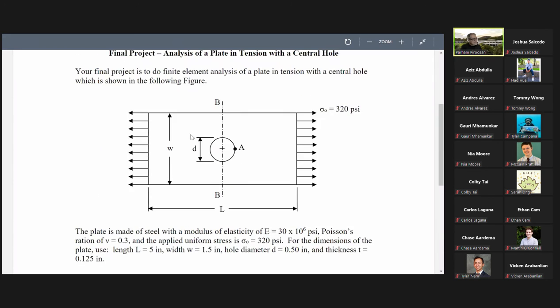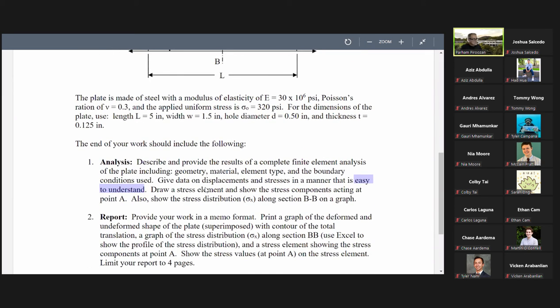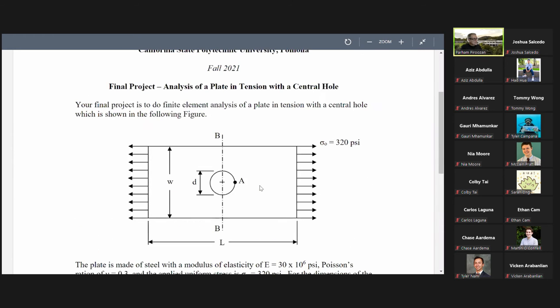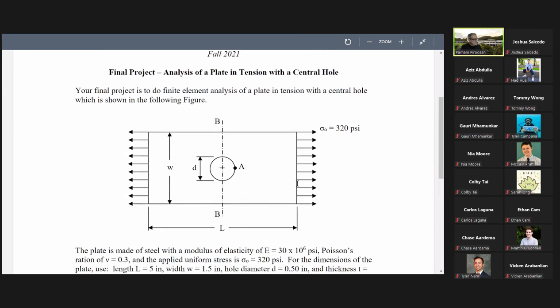So people looking at the report want to quickly see what is going on, how this will deform compared to the undeformed shape, and easily take the data that they need from this analysis. So make it easy, not in obscure places, just very visible and clear. Draw a stress element and show stress components at point A. This is point A. We want to know what is going on here. At this point, we want to draw a stress element and show the stress components acting at this point.